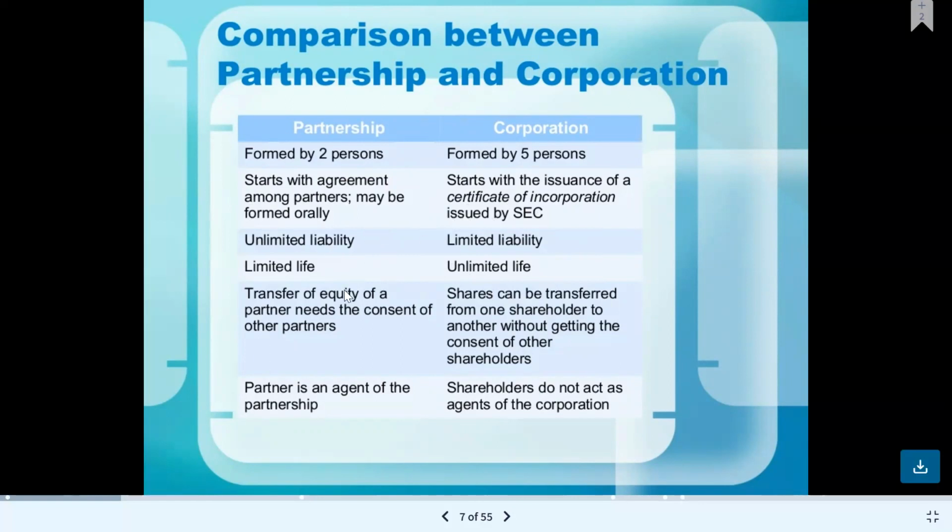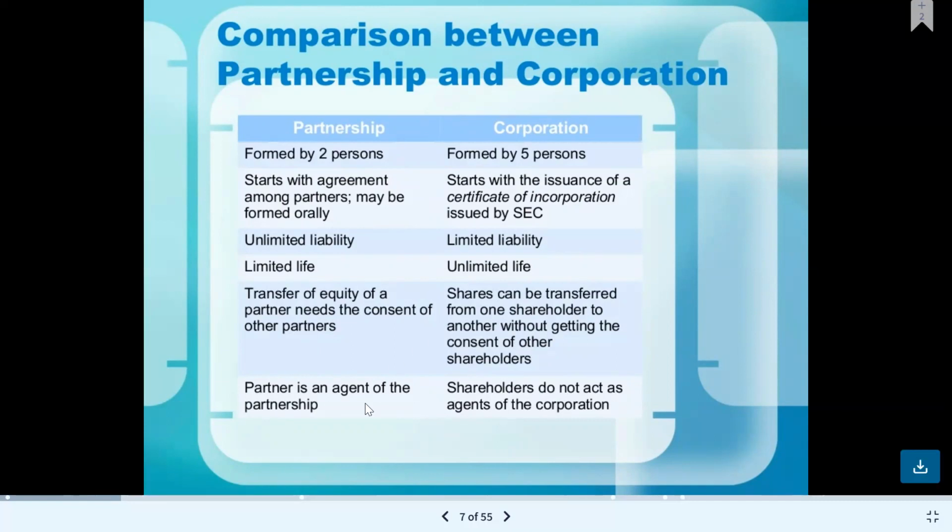Then as to the equity portion, transfer of the equity of a partner needs the consent of the other partners. But in a corporation, shares can be transferred from one shareholder to another without getting the consent of the other shareholders.